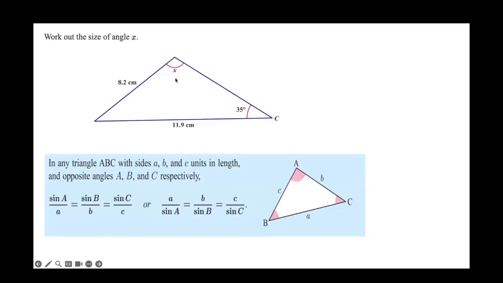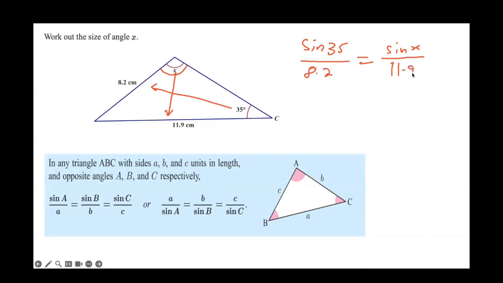This means that if we take this triangle, then the sine of the angle 35 divided by the side opposite to 35, which is 8.2, should be equal to the sine of angle X divided by the side opposite, 11.9. Now we solve for the value of X, and what we do is that we multiply both sides by 11.9 so that we have 11.9 sine 35 divided by 8.2 is equal to sine x.